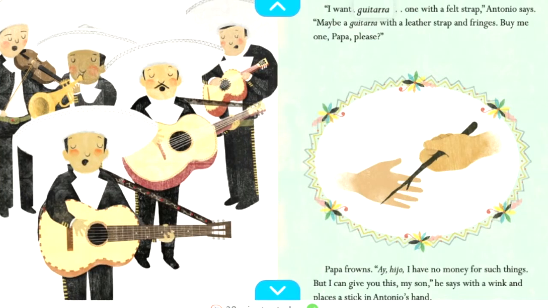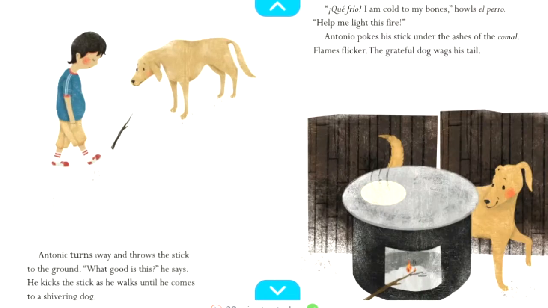I want a guitarra, one with a felt strap, Antonio says. Maybe a guitarra with a leather strap and fringes. Buy me one, Papa, please. Papa frowns. Hijo, I have no money for such things, but I can give you this, my son, he says with a wink and places a stick in Antonio's hand. Antonio turns away and throws the stick to the ground. What good is this, he says.